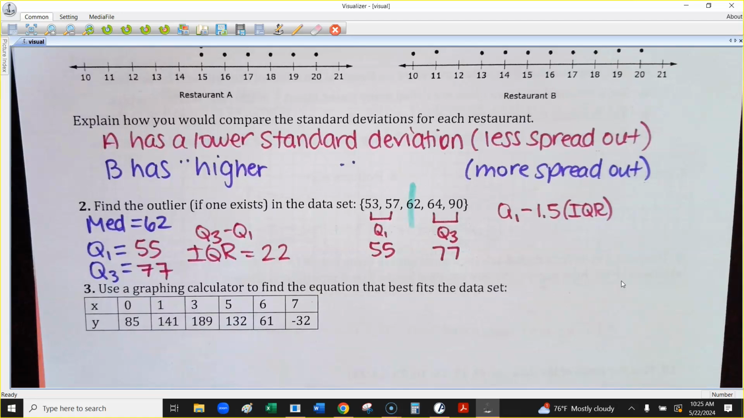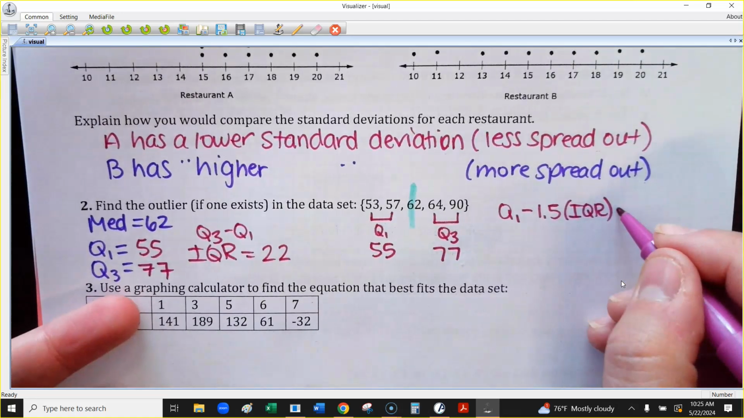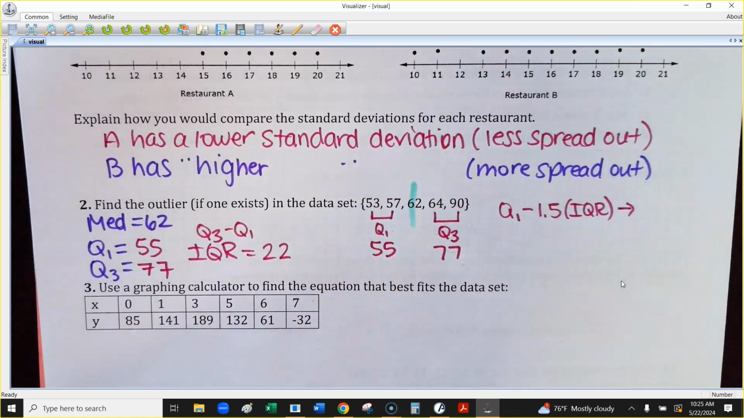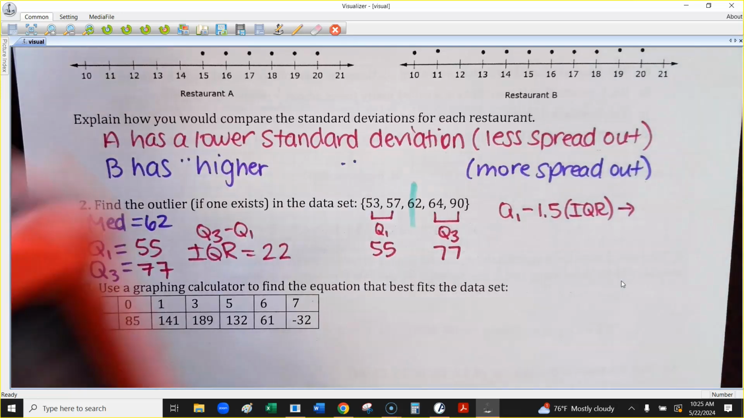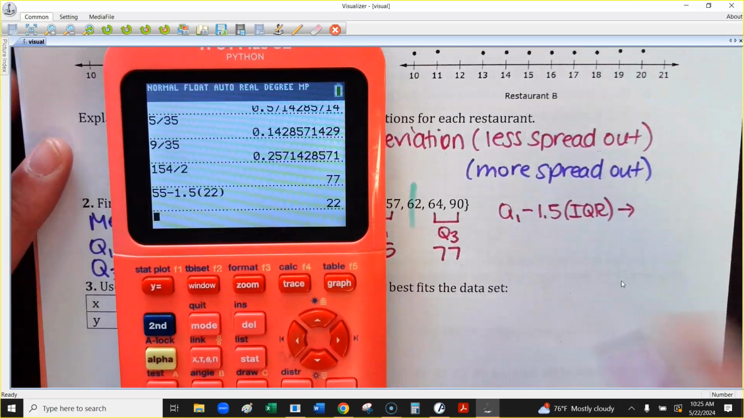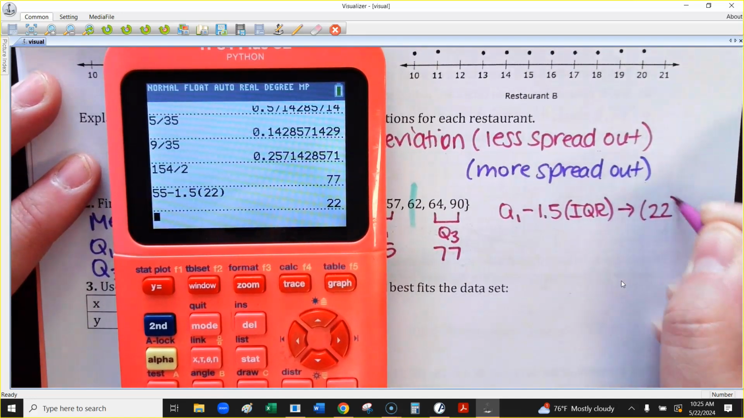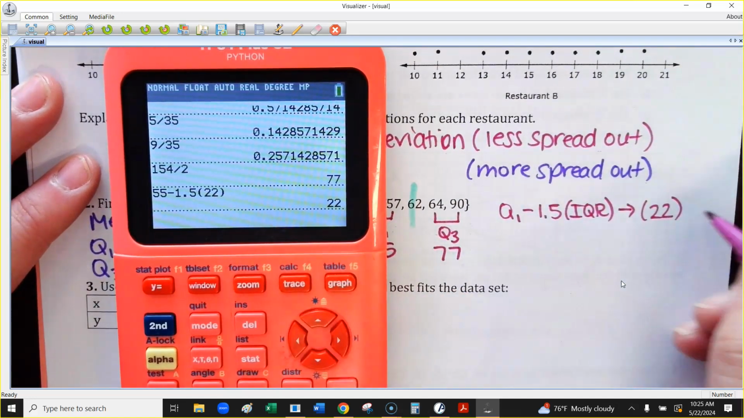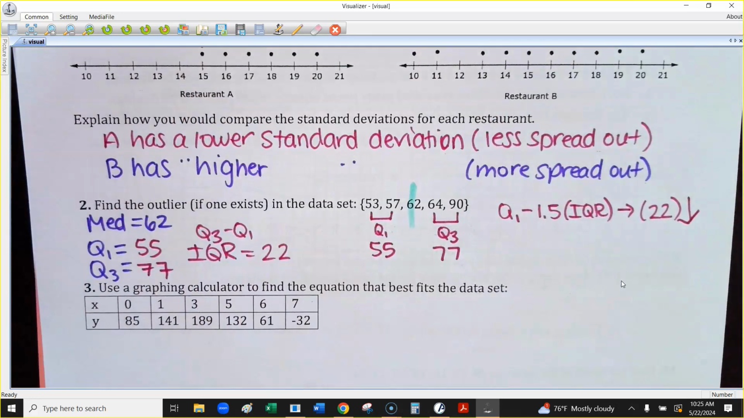All right, so if I do the lower bound, my Q1, I got 55, and I'm going to do minus 1.5 times 22. And I'm just going to show this to you because I think you're going to think I'm making it up. But anyway, this is actually 22. So any number below 22, which in that list of data does not exist.